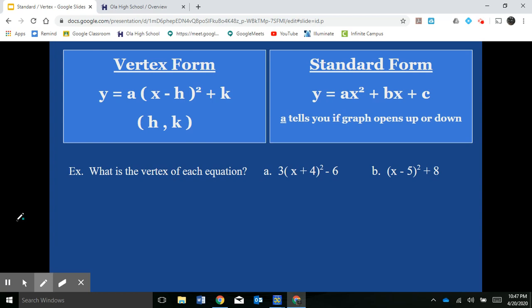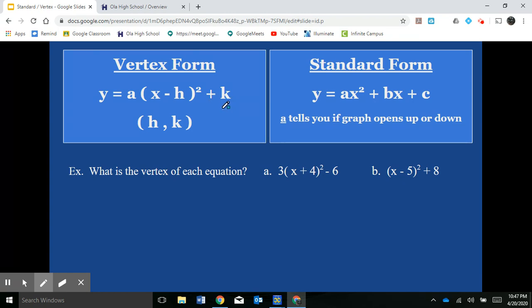All right, everyone. Today we're talking about the vertex form and standard form. It should be kind of familiar to you when you look at it. Standard form is the one we've seen the most: ax squared plus bx plus c. All right, vertex form is a times the quantity x minus h squared plus k.